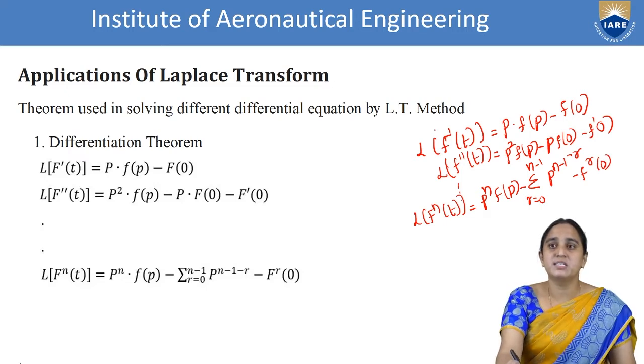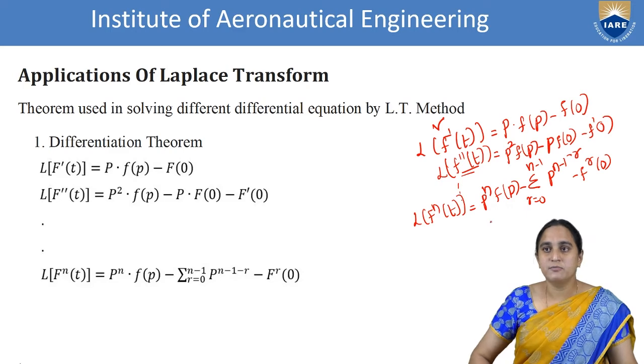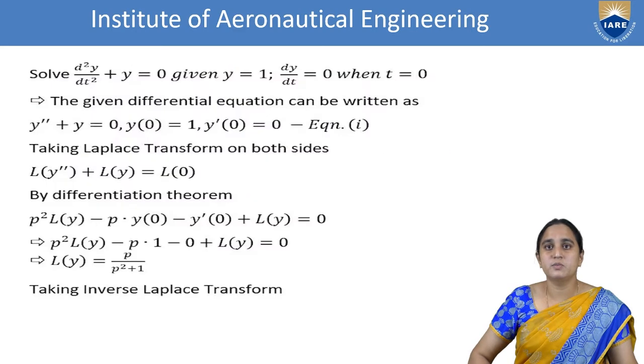If the given equation is in f dash of t form, we have to reduce that as p into F of p minus f of 0. If the given equation is in f double dash of t form, what is the form? That is p square into F of p minus p into f of 0 minus f dash of 0. For the nth order, p power n into F of p minus sigma r equal to 0 to n minus 1 of p power n minus 1 minus r into f power r of 0. This is the differential equation theorem.